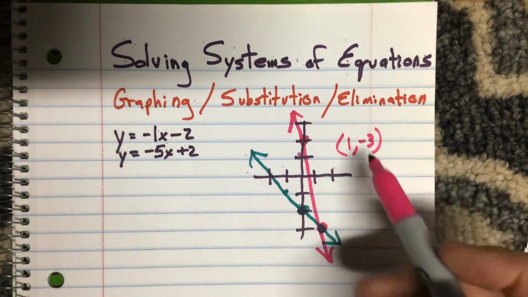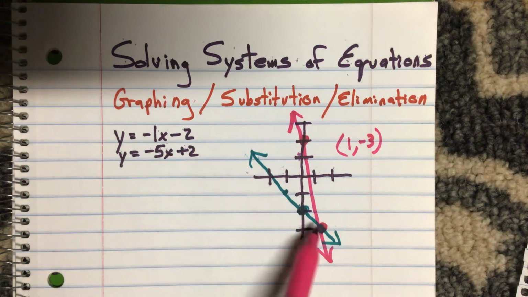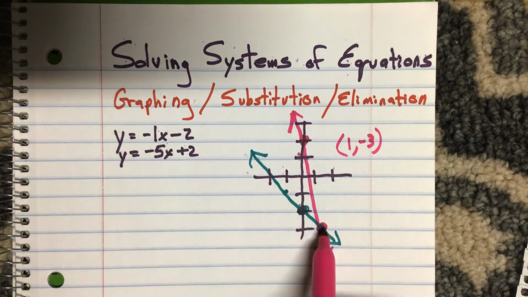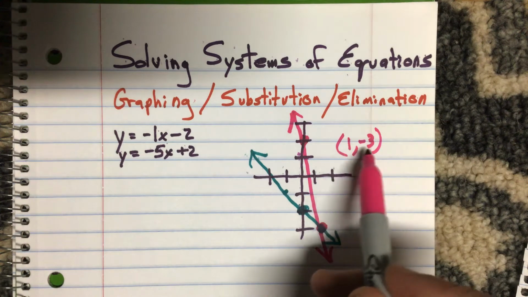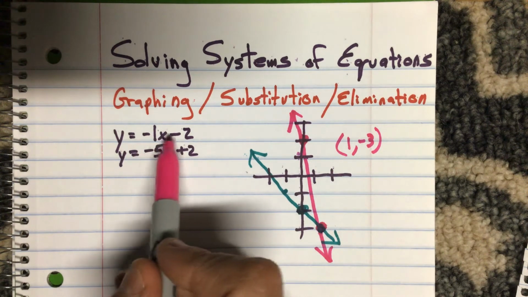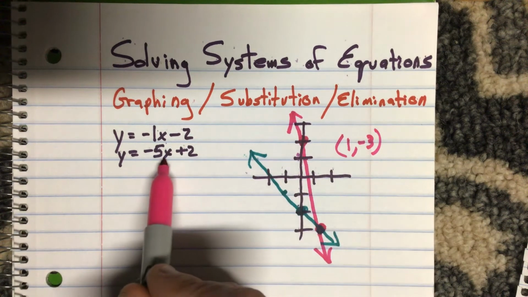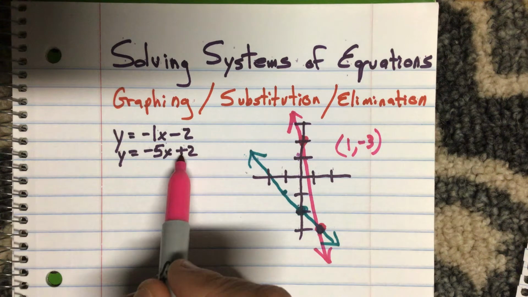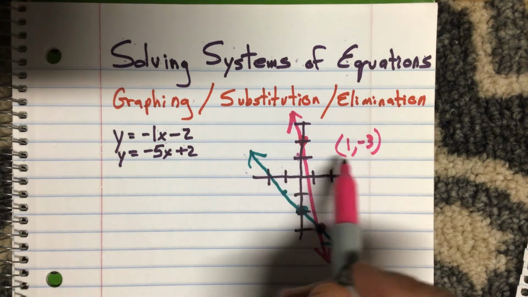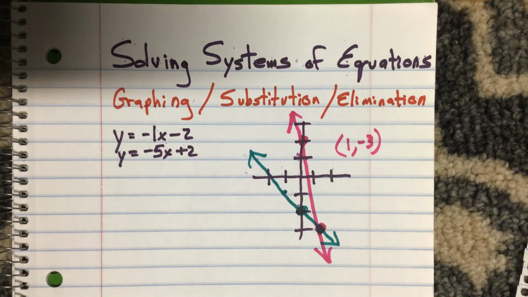And what this solution means is that there are infinite solutions to this equation, and there are infinite solutions to this equation, but this is the one solution that they have in common, that they share. If you plug in 1 here, you get -1 minus 2, which is -3. If you plug 1 in here, you get -5 plus 2, which is -3. So this solution works in both equations. And so that's solving a system of equations using graphing.